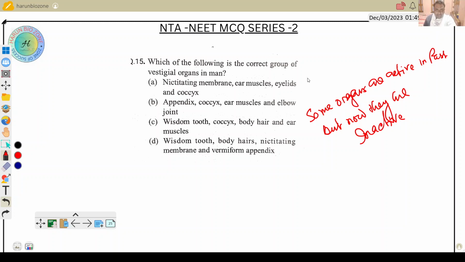So here the wrong answer is eyelids. Our eyelids are active. Appendix, coccyx, ear muscle and elbow joint. Here the wrong answer is elbow joint. Our elbow joint is active, not a vestigial part. Wisdom teeth, coccyx, body hair and ear muscle. Wisdom teeth, coccyx, body hair, nictitating membrane and ear muscle. Here the right answer is wisdom teeth. Wisdom teeth means molar teeth, the last teeth of our mouth. In the case of monkeys the hairs are present, but in humans the hairs are not used, so they become a vestigial part. Nictitating membrane and vermiform appendix. The vermiform appendix is also a vestigial part of our body.